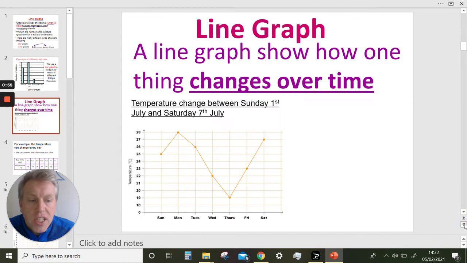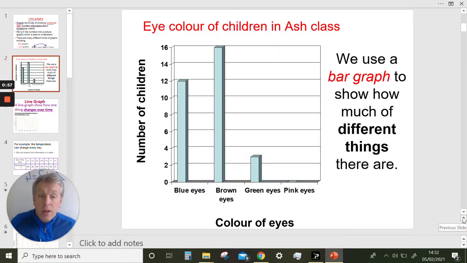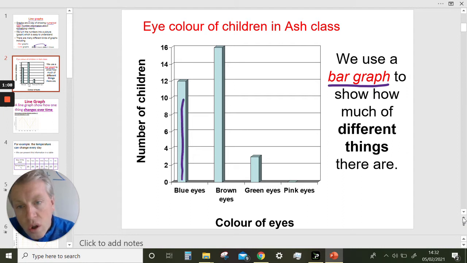So let's just say, this is something that we see in year 2 and in year 3, which is a bar graph. And these are the bars. These tall blocks here, they're the bars. And a bar graph is used to show how much or how many of different things there actually are.